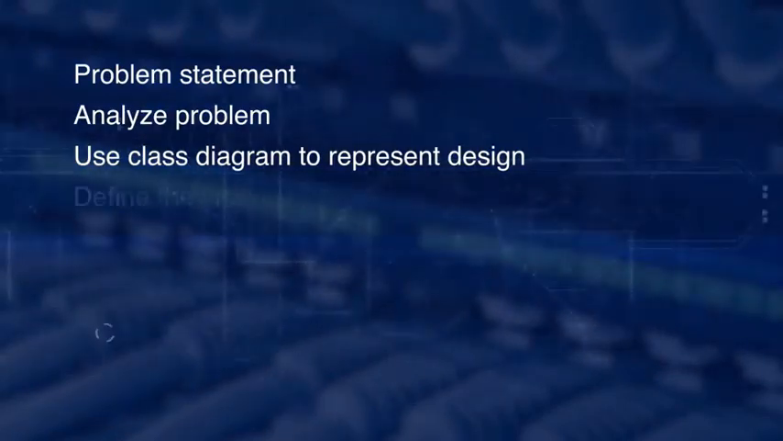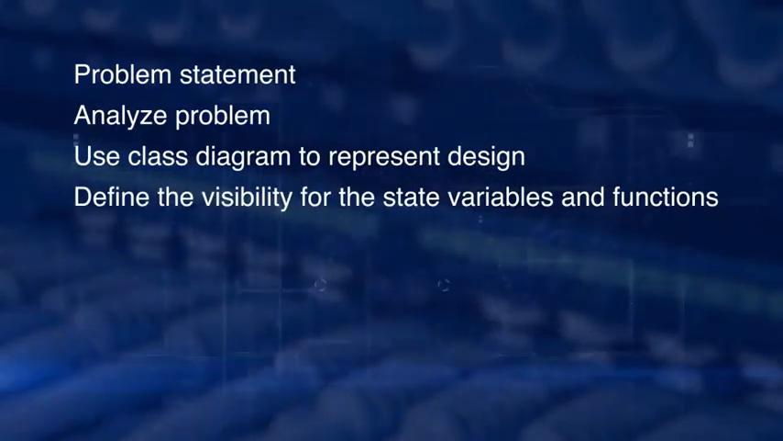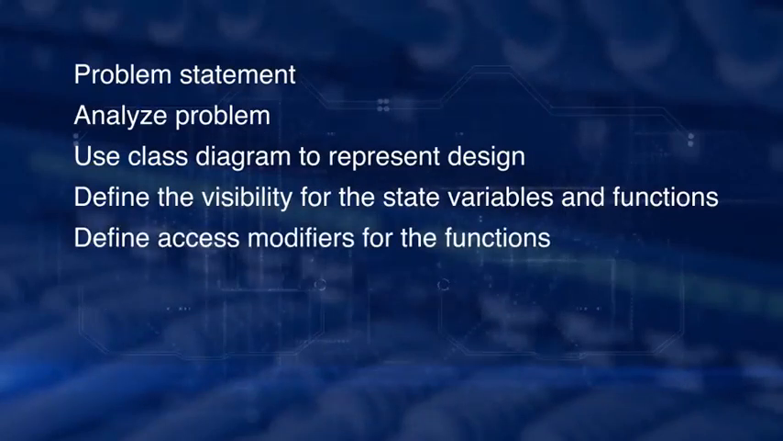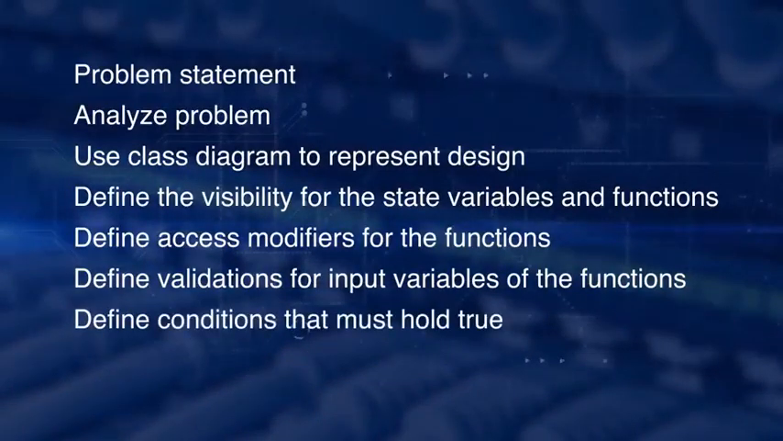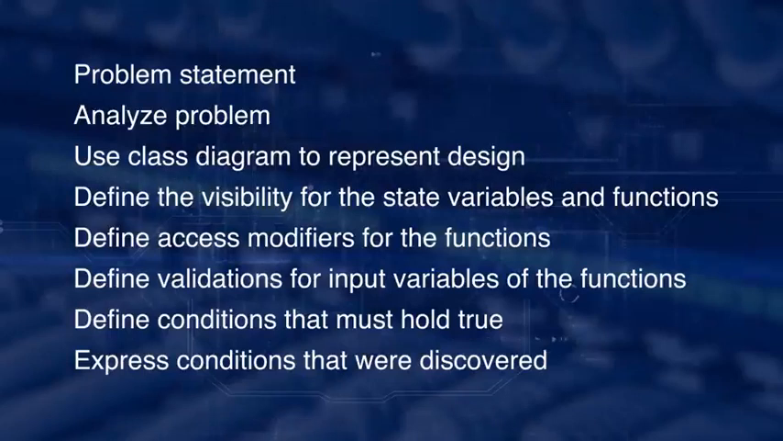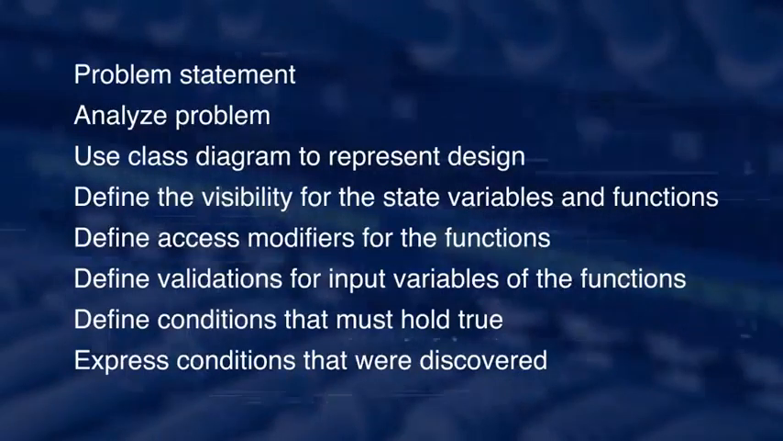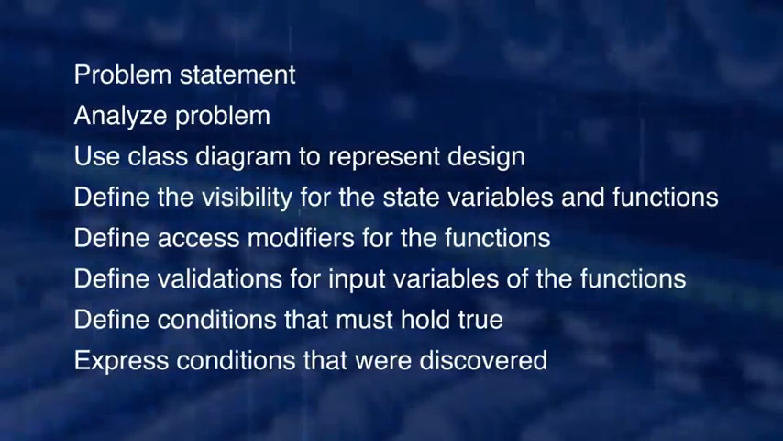Based on the problem statement, define the visibility for the state variables and functions. Based on the requirements, define the access modifiers for the functions. Define validation for input variables of the functions. Define conditions that must hold true on completion of critical operations within functions. Declaratively express the conditions that were discovered in steps 4 to 7 using access modifiers, visibility modifiers, require, and assert clauses. We will use Solidity language and Remix IDE to develop and test the smart contracts according to this method.